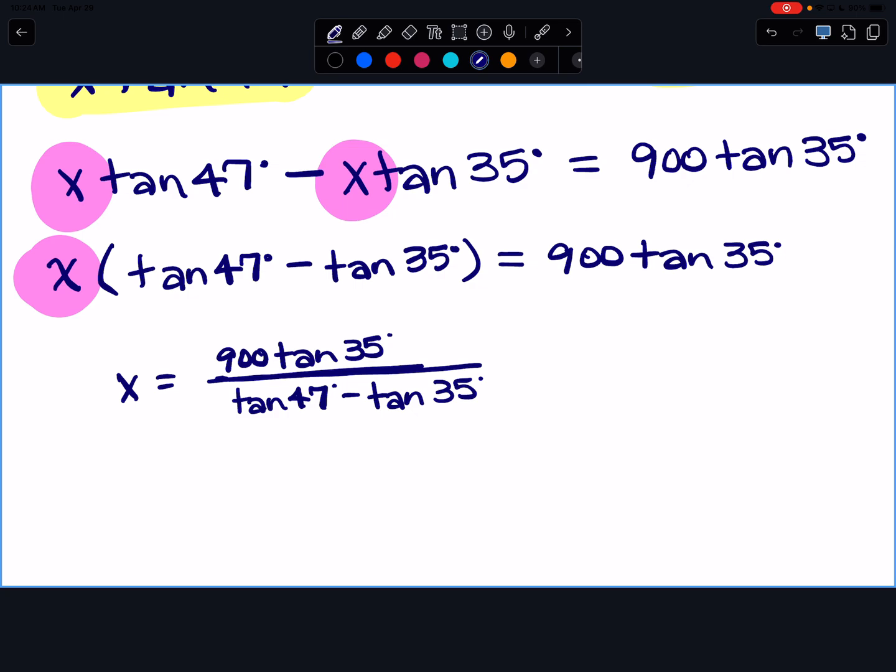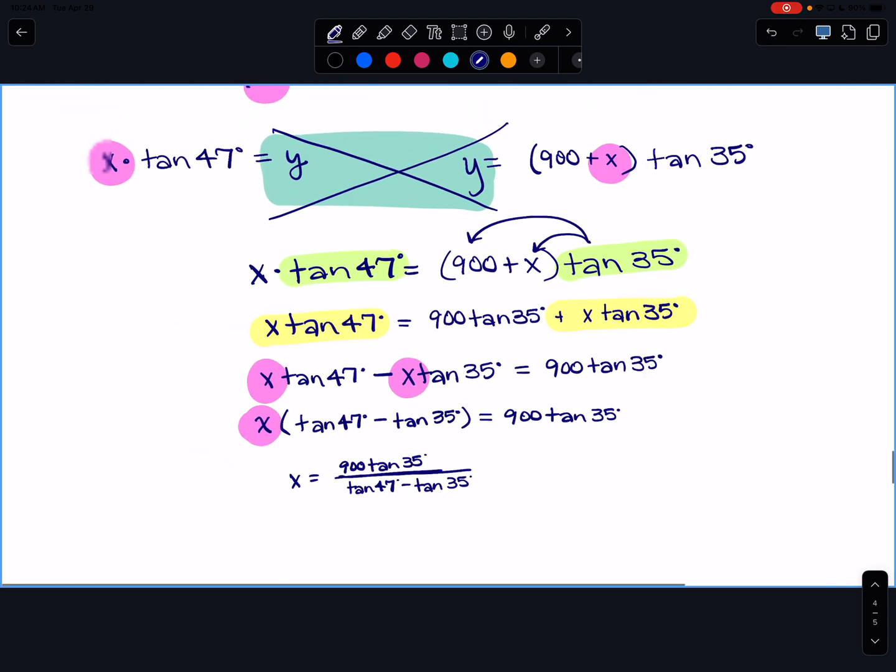What was I looking for, though? It says, how high is the crater? How high is the crater? Was x the height of the crater? No, it was y, right? So if you look up here, you've solved for y, haven't you? You have how many equations? 2. So you can choose. Once you know one variable, you can choose whichever equation. You plug in x, you've got y.